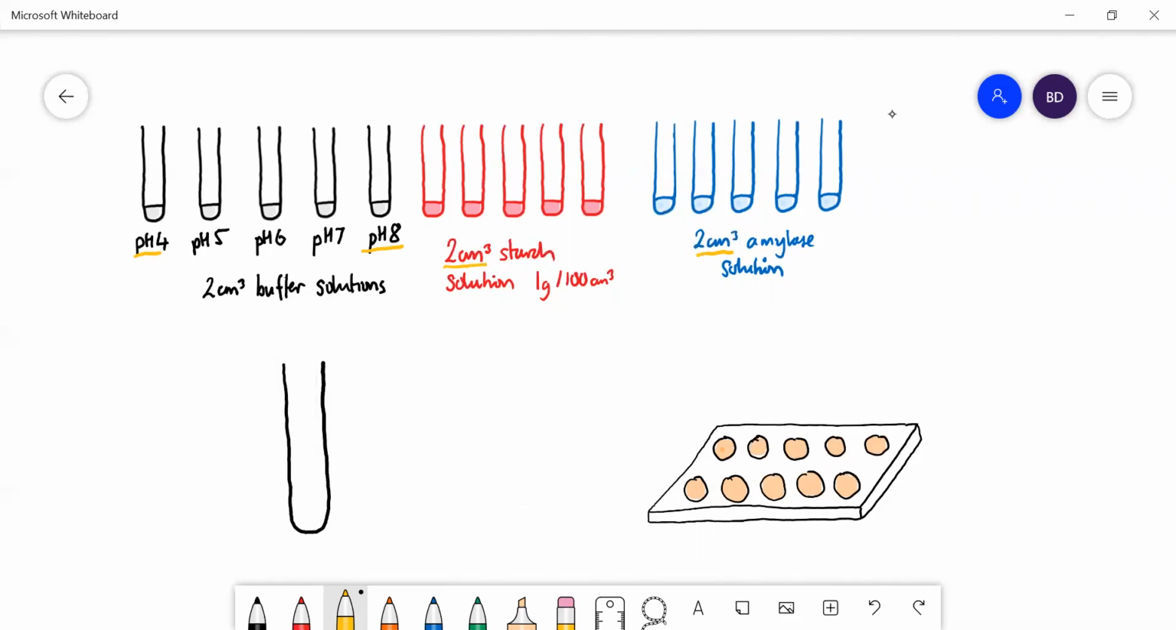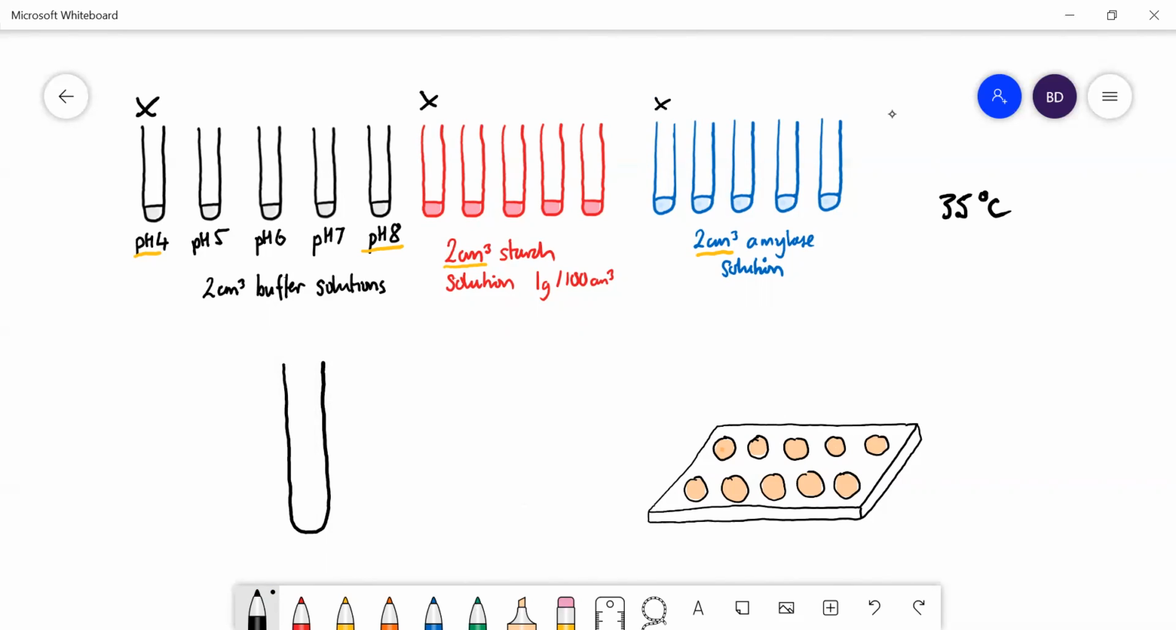So we leave them all in the water bath 5 or 10 minutes, until we're sure that all of those solutions are at a temperature of 35 degrees C. Probably a good idea to put a thermometer in one of the tubes, it doesn't matter which one really, so we're sure that they're all 35. Now, when we want to start the reaction, we take 3 tubes. We take a black one with the buffer, a red one with the starch, and a blue one with the amylase, and we mix them all up.